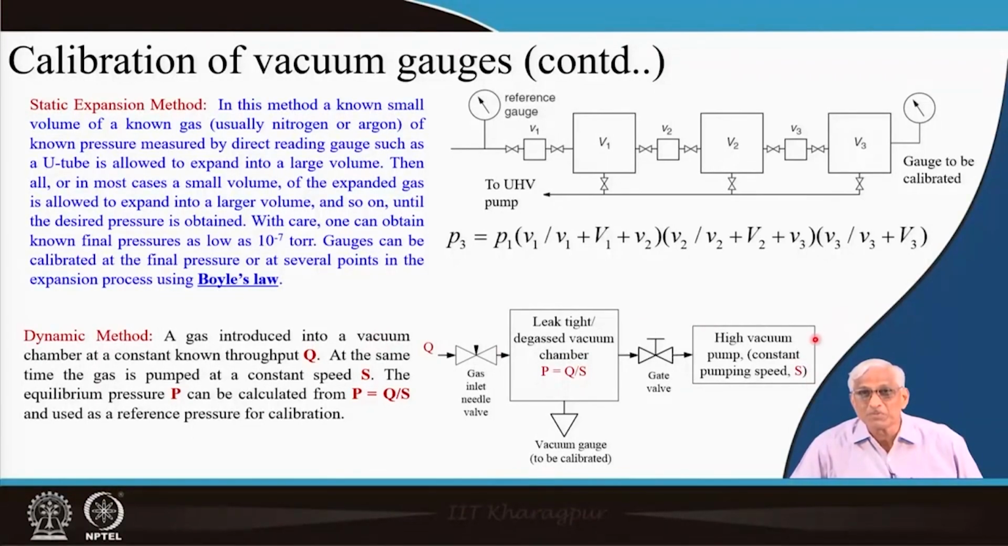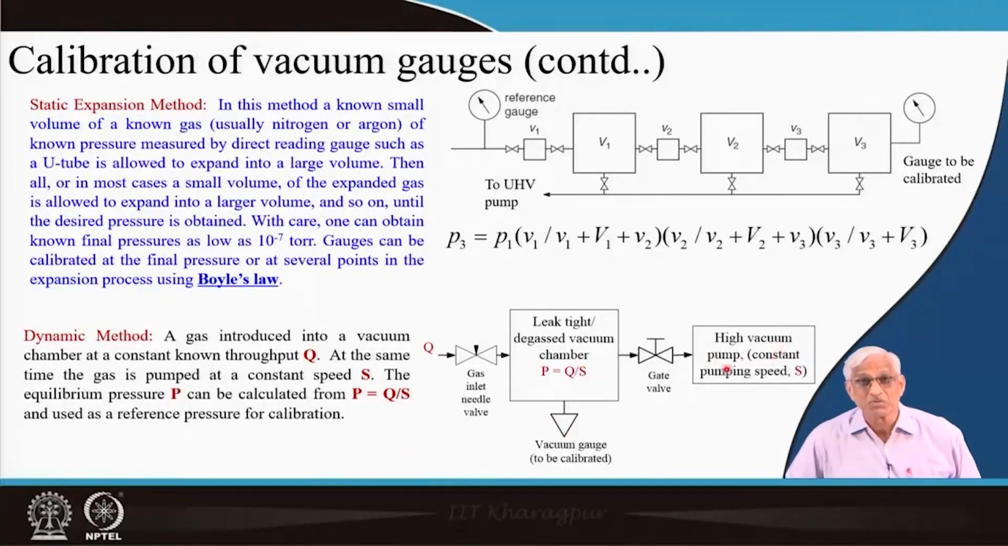Throughput divided by pumping speed gives you one pressure, the equilibrium pressure, that can be calculated by P is equal to Q by S. That comes out of calculation, we are not measuring. So, that P can be taken as the standard reference. At that time, whatever reading we are getting in this ionization gauge or Penning gauge or thermocouple gauge or whatever electronic reading, that reading corresponds to this pressure, which is calculated as throughput divided by pumping speed.